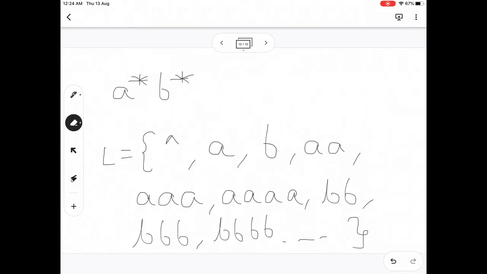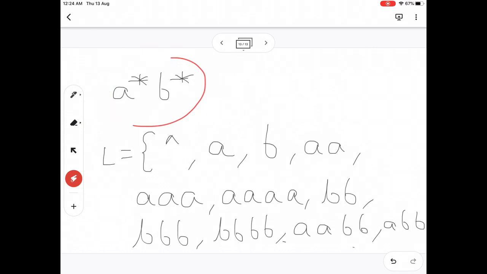So instead of ending over here, I can show you some more strings which belong to this language. It will be AABB, ABB. So always A will be followed by B. We cannot have B before A according to this language. What does this expression say? This expression says after A there should be B. The occurrence of A can be null, the occurrence of B also can be null. Null or multiple number of occurrences.